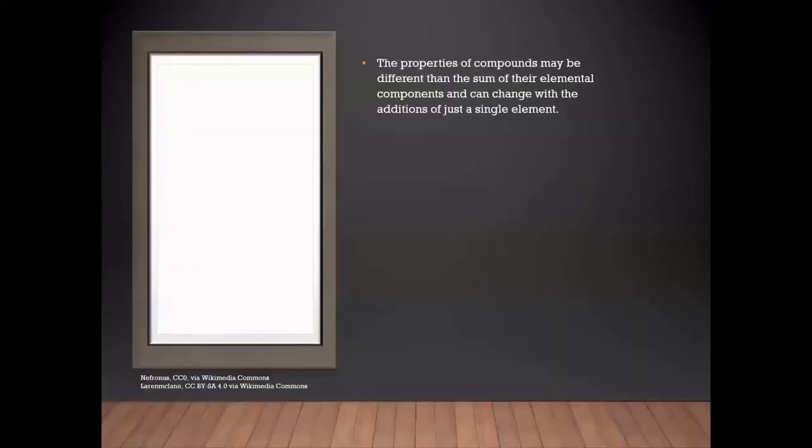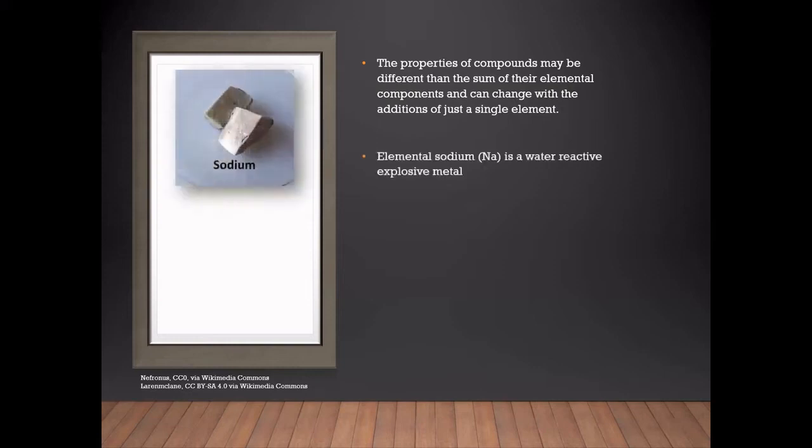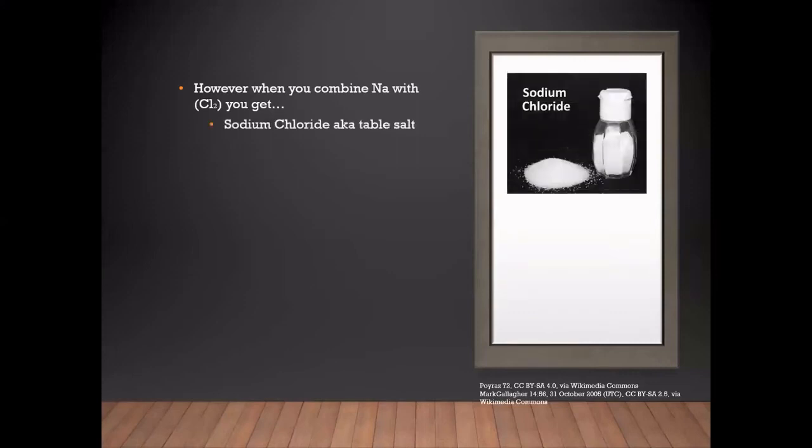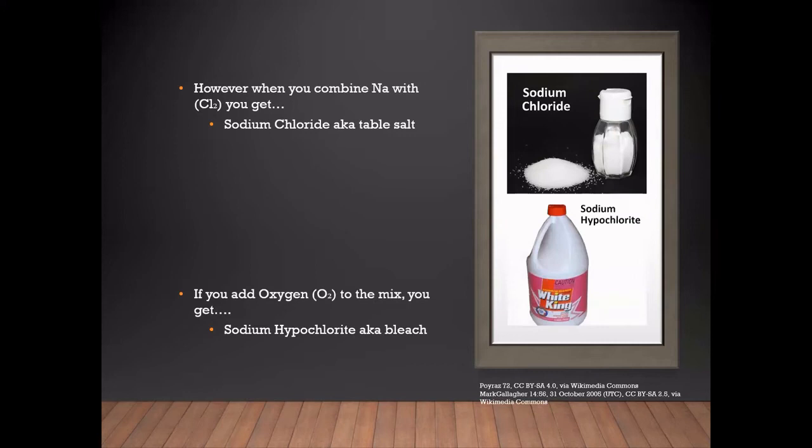The properties of compounds may be different than the sum of their elemental components and can change with the addition of just a single element. Elemental sodium is a water-reactive explosive metal. Elemental chlorine is a toxic corrosive gas. However, when you combine sodium with chlorine, you get sodium chloride, aka table salt. If you add oxygen to the mix, you get sodium hypochlorite, aka bleach.